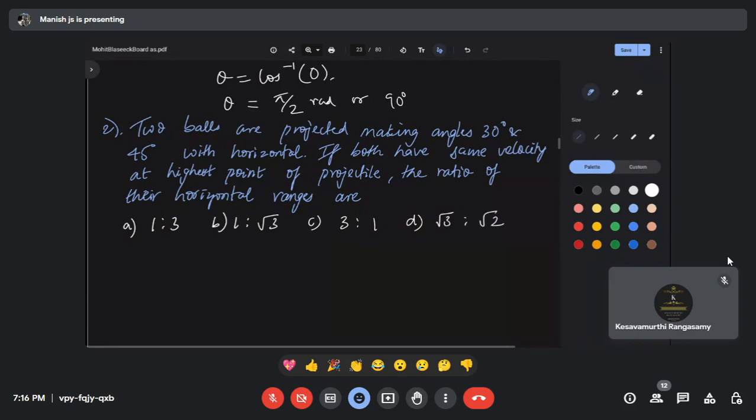So in the question, they have given that two balls are projected making angles of 30 and 45. One ball is projected at an angle of 30 degrees, and the other is projected at an angle of 45 with the horizontal. Suppose both have the same velocity at maximum height, then you have to find the ratio of their horizontal ranges. That is the question. So how would you approach this question?